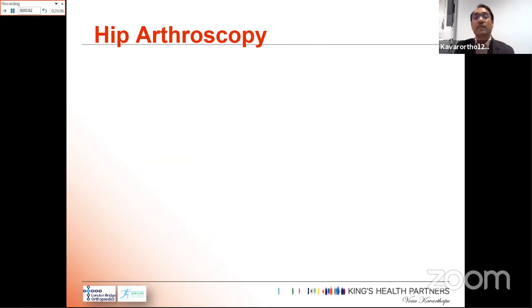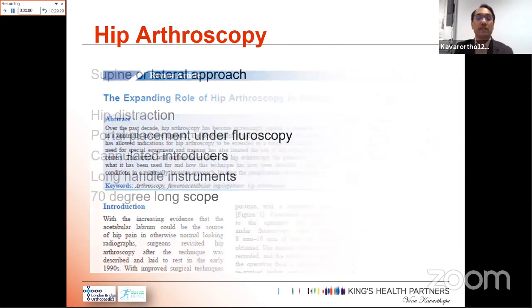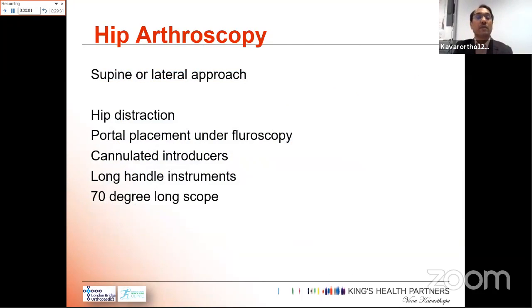But hip arthroscopy is the most commonly performed procedure for most of these pathologies, except severe, very severe deformities. So hip arthroscopy, there is massive literature available, but you can have a look at this article as well, published a couple of years ago in the Indian Journal of Arthroplasty. So hip arthroscopy is done using supine or lateral position.